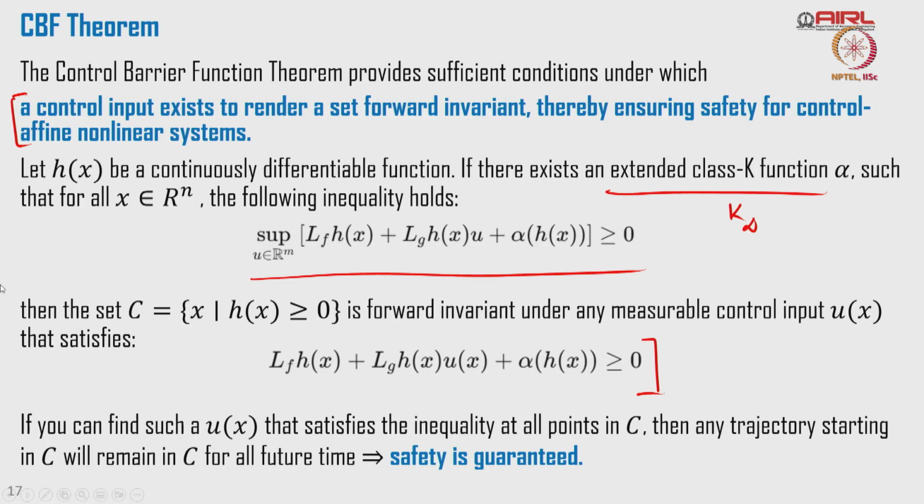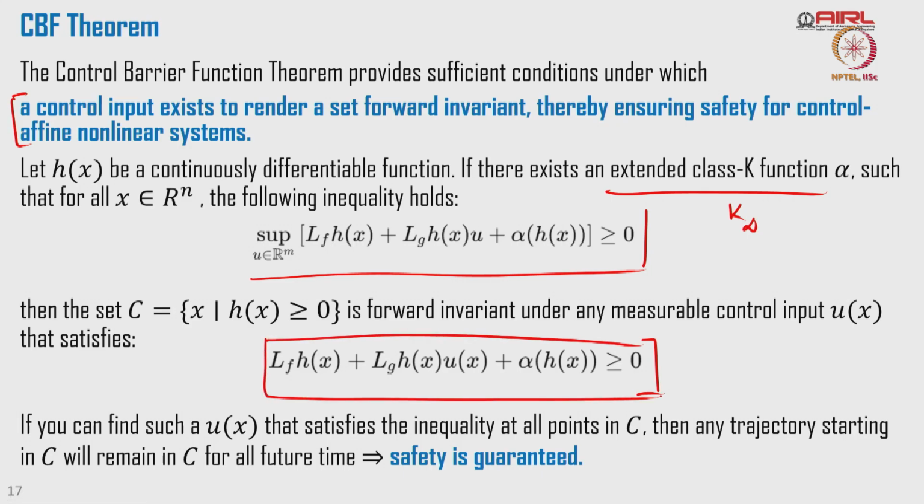So what is the notion here? Let h(x) be a continuously differentiable function. If there exists a class K infinity function alpha such that this particular inequality holds, then set C is forward invariant under any measurable control input u(x) satisfying this inequality. So if we can find such a control input u(x) that satisfies this inequality at all points in the set C, then any trajectory starting in C will remain inside C. So the forward invariance of a safe set also guarantees safety for future time.